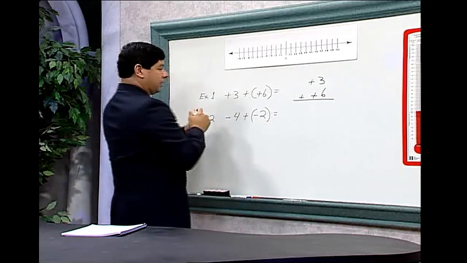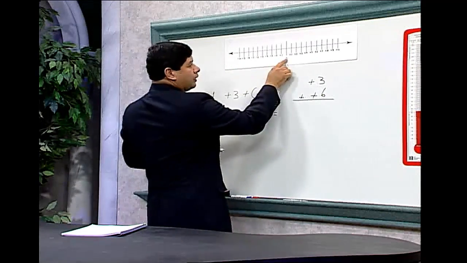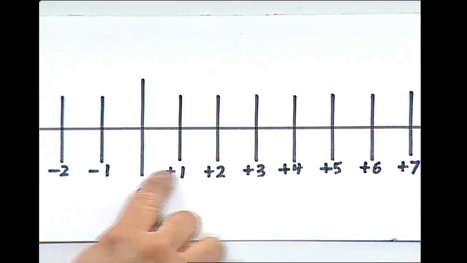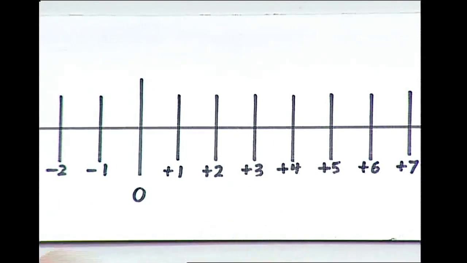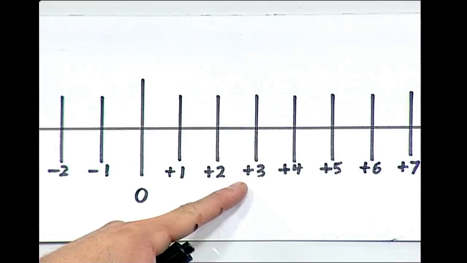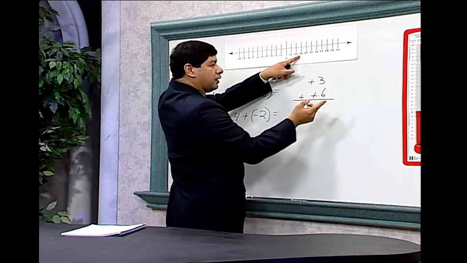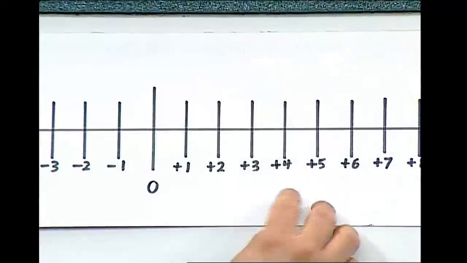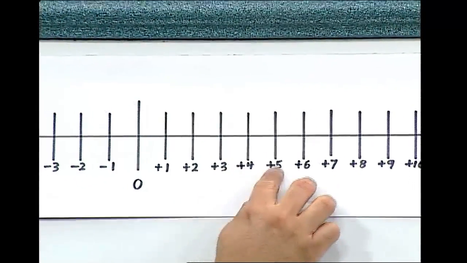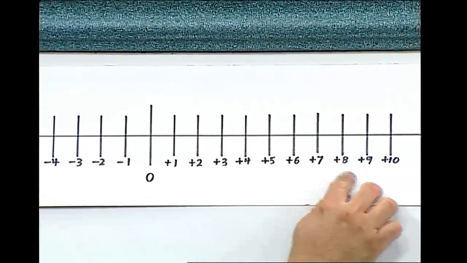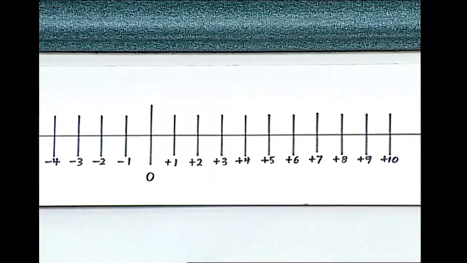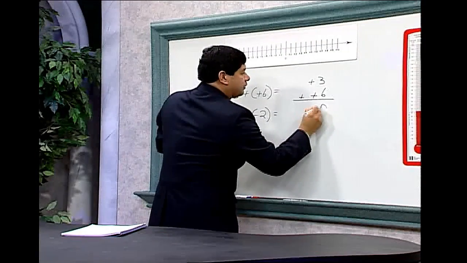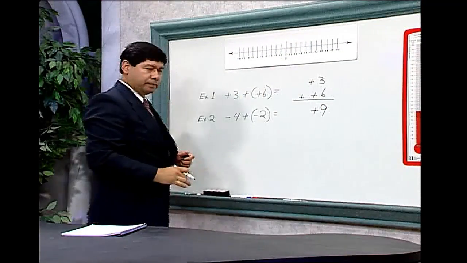Let us look at our number line, and starting at 0, let's indicate our positive 3: 1, 2, 3. And from this point, we are adding a positive 6. So it's a directional number. We know we're moving to the right. So let's move over 6 places: 1, 2, 3, 4, 5, 6. And our solution is positive 9. And we can represent that on the number line.